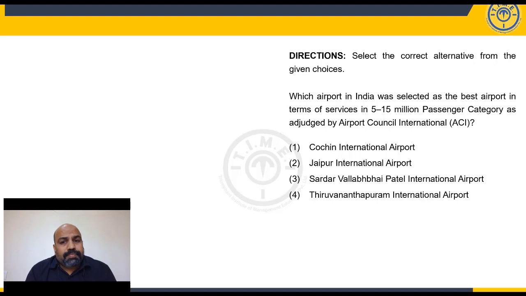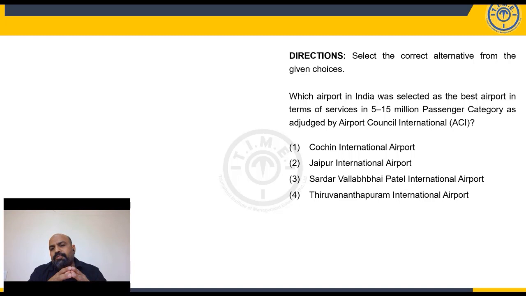Which airport in India was selected as the best airport in the 5 to 15 million passenger category as adjudged by Airport Council International? Cochin, friends. Cochin International Airport. And you know, Cochin is in Kerala. The airport is in a place called Nedumbassery.